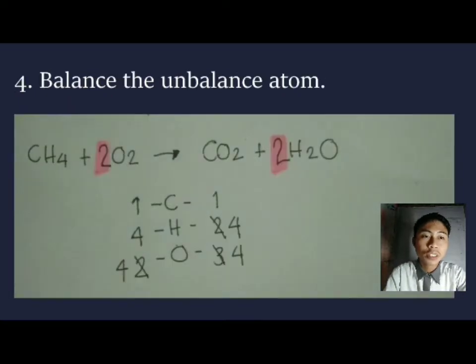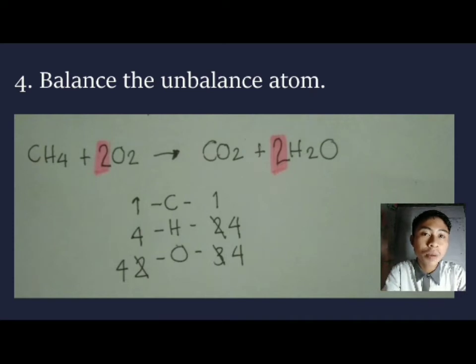So, let's proceed with step number 4. Balance the unbalanced atom. So, yung nakikita nyong 2 na may highlight na pink, yun yung coefficient. Dinagdag natin sa chemical equation para maging balance. So, kanina, ang unbalanced, the hydrogen and the oxygen. So, we have the 4 hydrogen. In order to make it 4, we need to add the 2 coefficient sa ating product. So, nagiging na siyang 4.